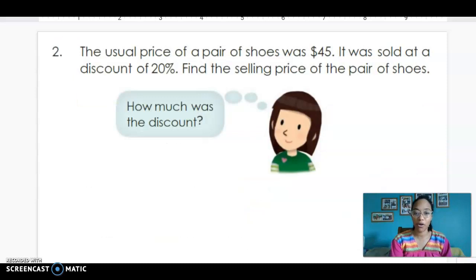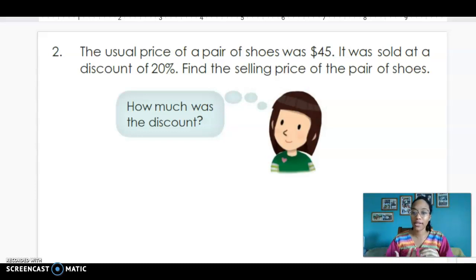Let's look at another discount problem. The usual price of a pair of shoes was $45. It was sold at a discount of 20%. Find the selling price of the pair of shoes. So this time we're looking for the selling price, but what we don't know is the actual dollar value of the discount. We need to find 20% of $45 because 20% is how much that person saved.